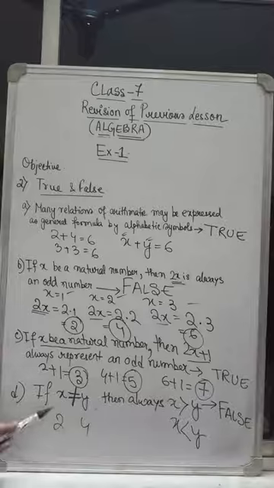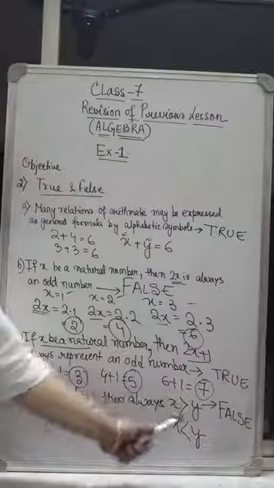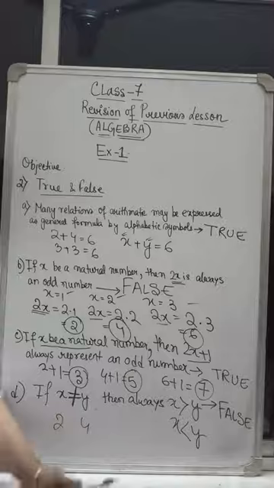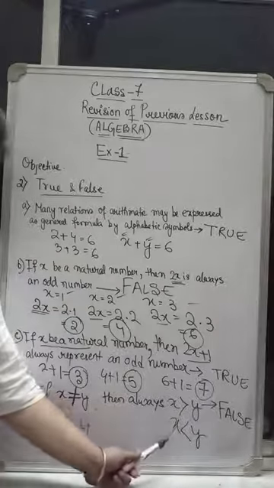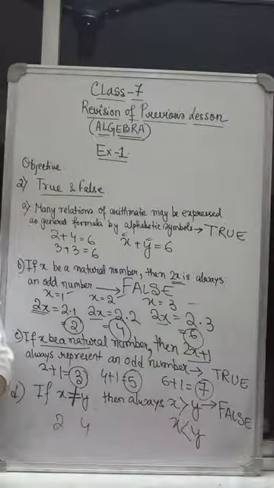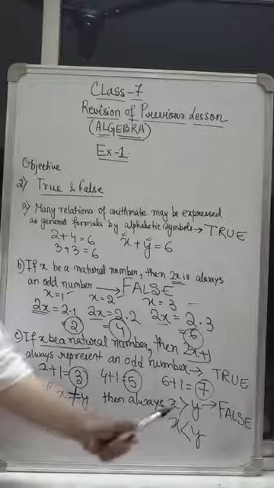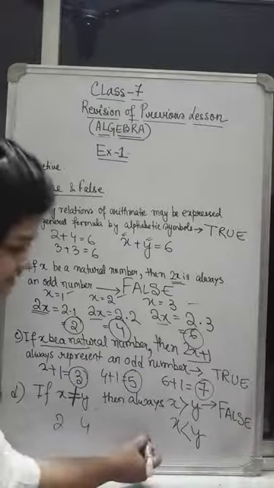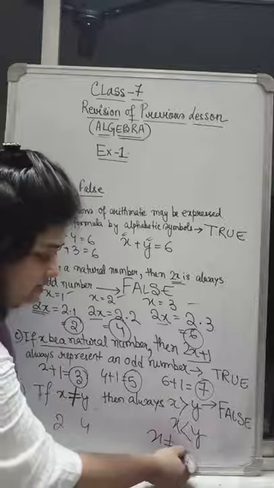So if they are not equal, it does not mean that x is always greater than y. It can also be that the value of x is less than the value of y. In both cases, we can say that x and y are unequal.